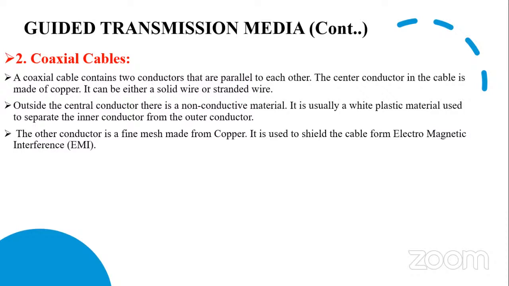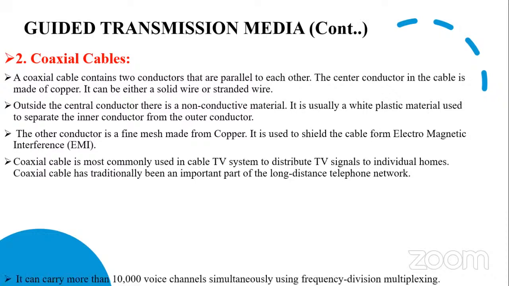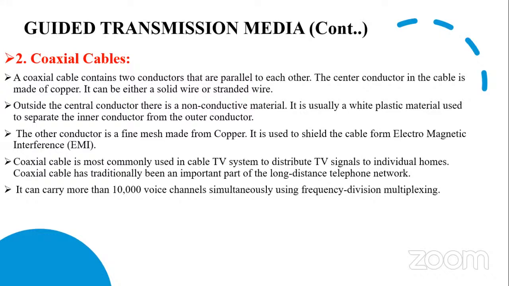The other conductor is a fine mesh made from copper. It is used to shield the cable from electromagnetic interference, EMI. Coaxial cable is mostly used in cable TV systems to distribute TV signals to individual homes. Coaxial cable has traditionally been an important part of the long distance telephone network. A coaxial cable can carry more than 10,000 voice channels simultaneously using frequency division multiplexing.